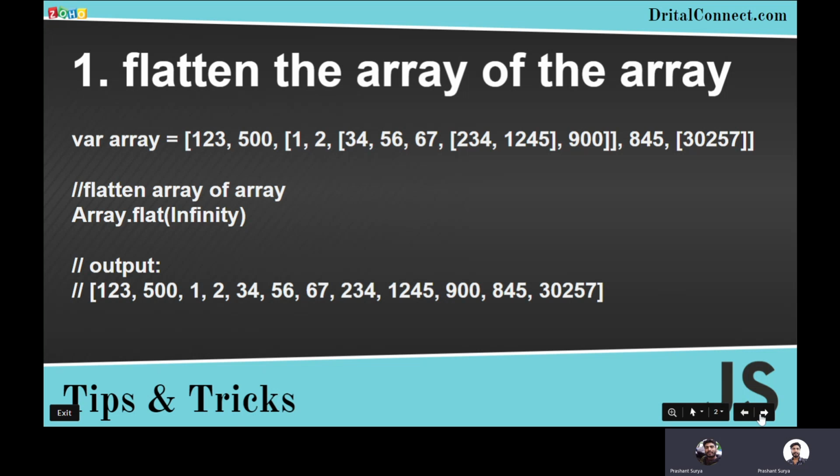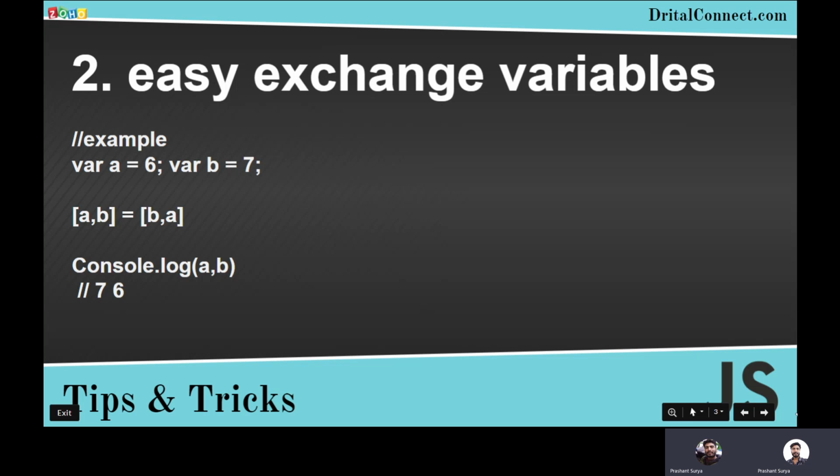Okay, coming to the next trick: easy exchange of variables. How can you easily exchange your variables without the help of a third variable? For example, you have a equal to 6 and b equal to 7, and we want to exchange the values.